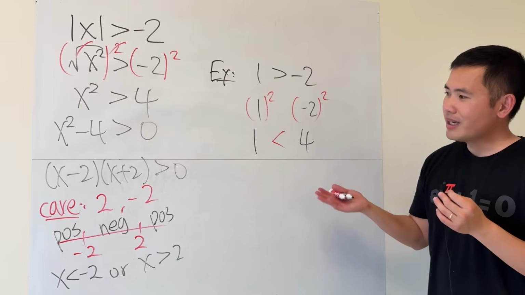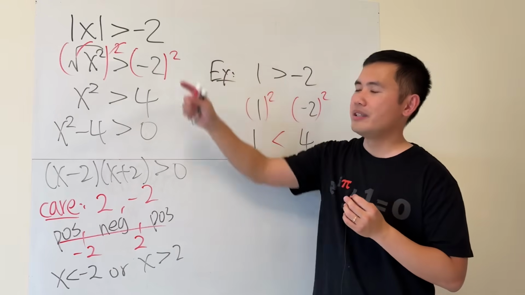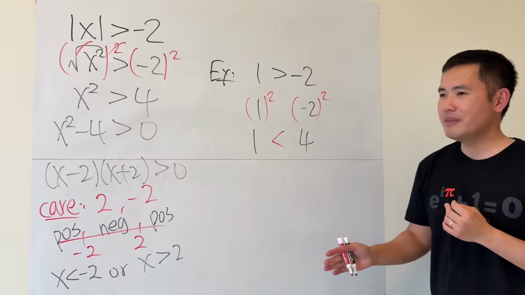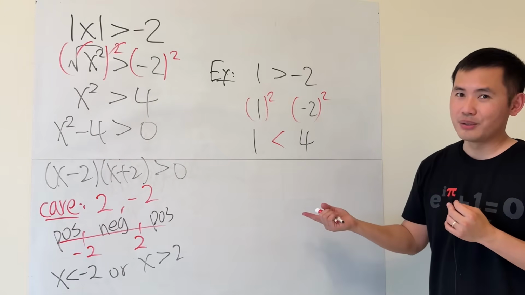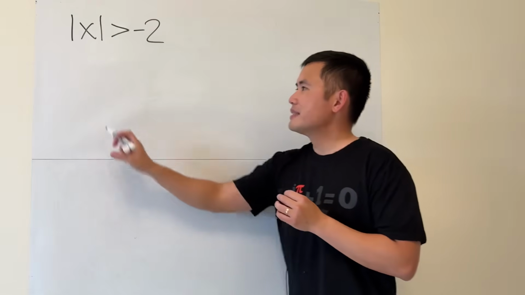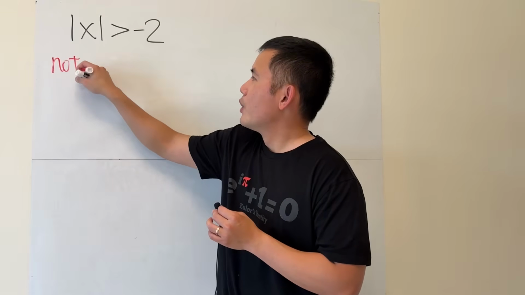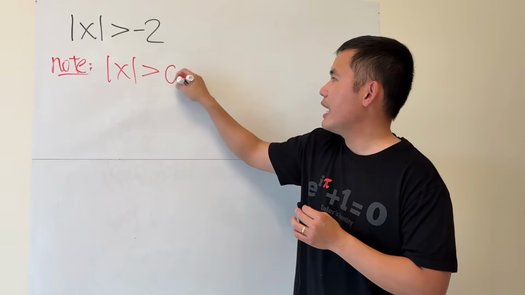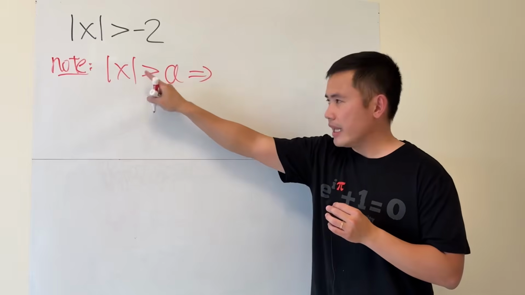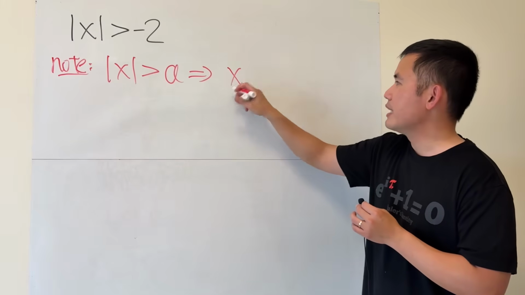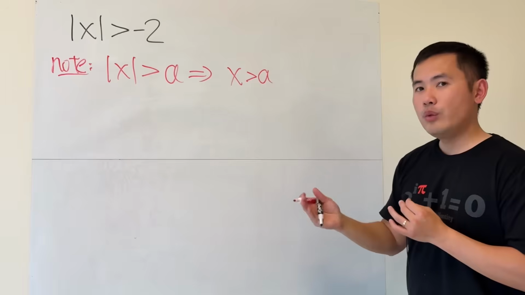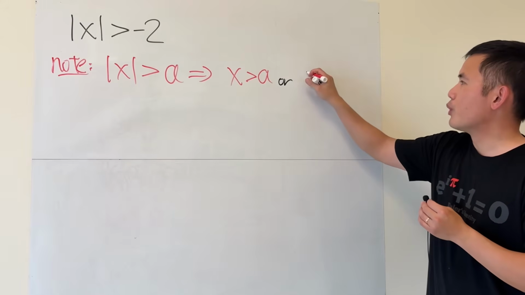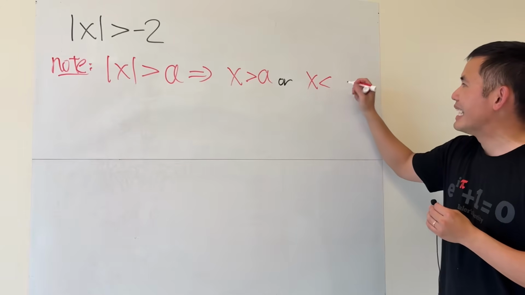So, what can we really do to solve this inequality algebraically though? I think I would just go with the original definition. In my opinion, it's not the best, but let's still take a look. Here is the deal. When we have the absolute value of x greater than some number a, then we can take out the absolute value and just say x is greater than a, and we have another part to worry about: x is less than -a.